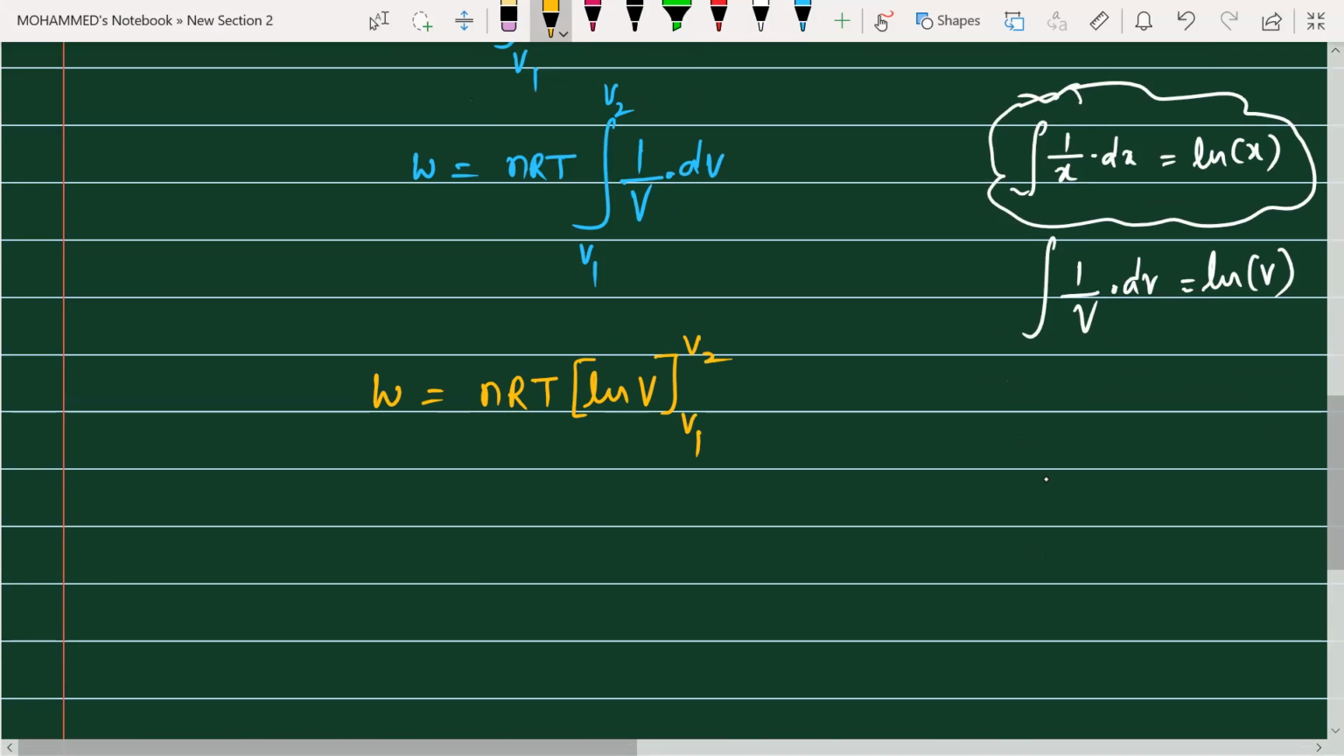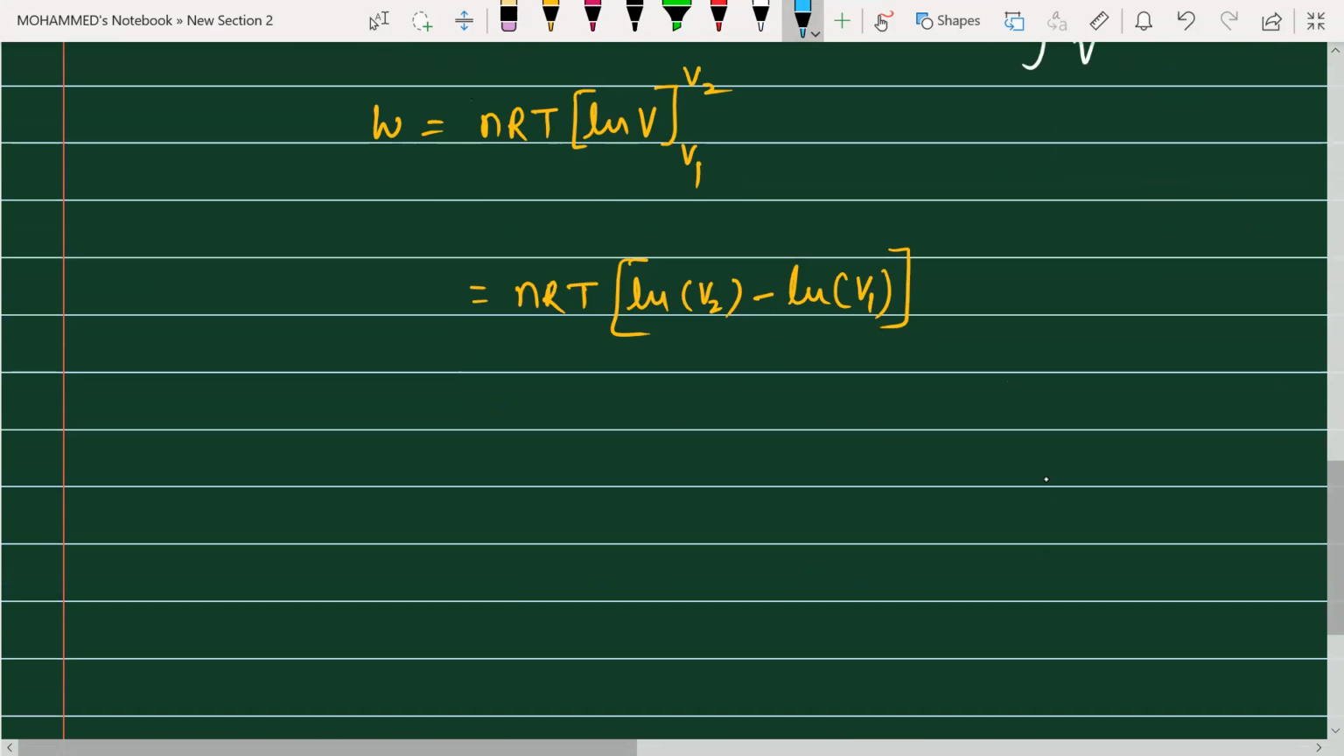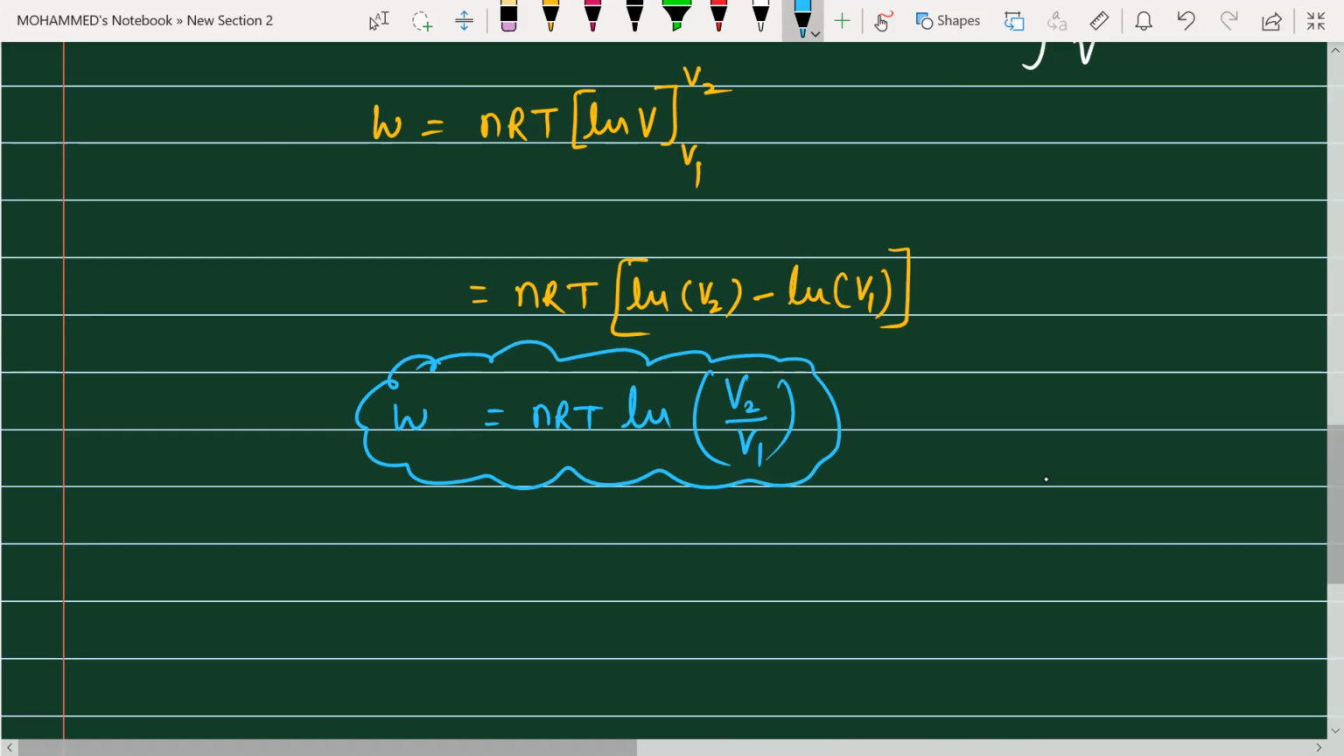So this will be equal to nRT times, in the place of V, upper limit minus lower limit: ln V2 minus ln V1. This becomes nRT times ln of V2 divided by V1. So this will be the work done. W is equal to nRT ln of V2 by V1.